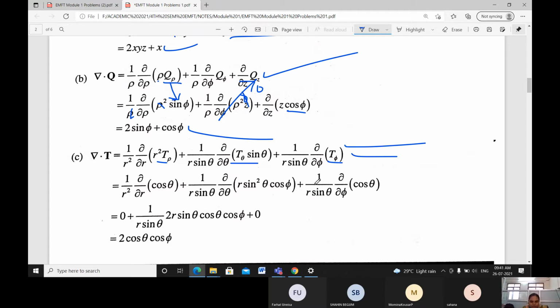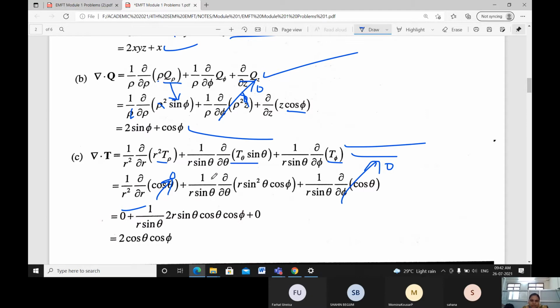Therefore go with the differentiation. Here observe, cos theta is a constant value. For that reason, when I differentiate this with respect to r, you will be getting 0 only. Here it is 0, and here also there is pi. Here cos theta will be a constant value. For that reason this value is also going to be 0.